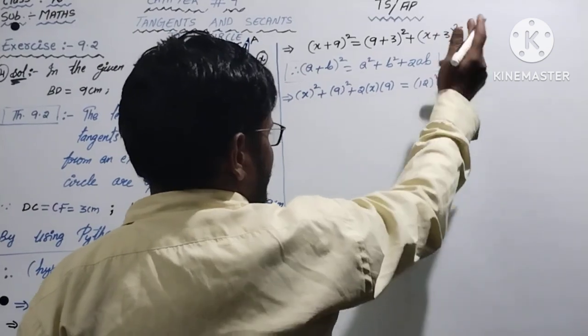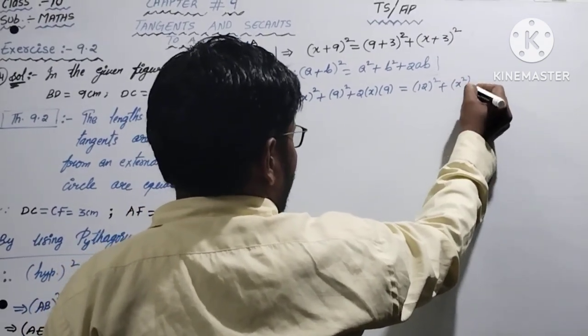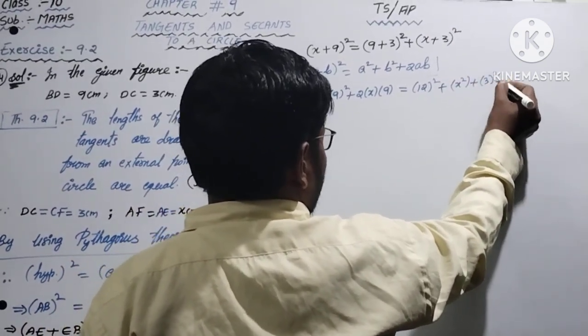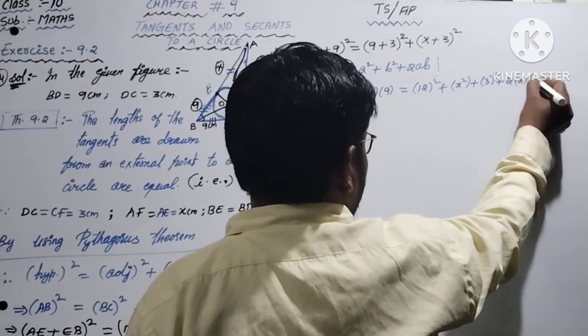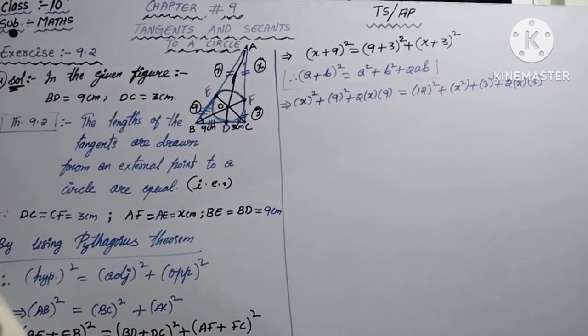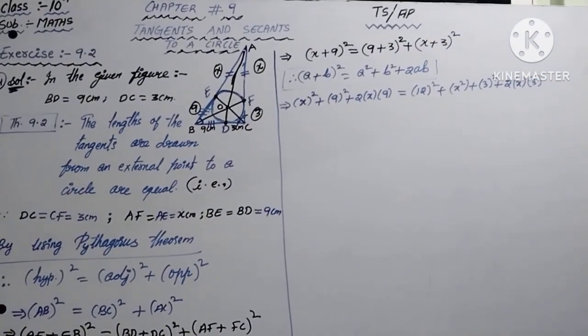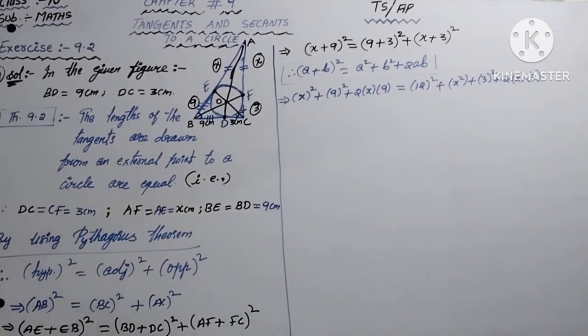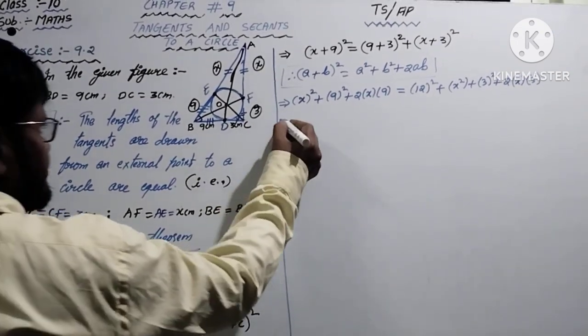12 square plus same formula. A square plus B square plus 2AB. Up to here. Any doubts now? Just like taken in the form of A plus B whole square expanded. That's all here. The next step.